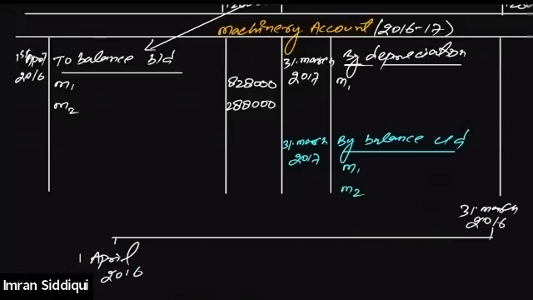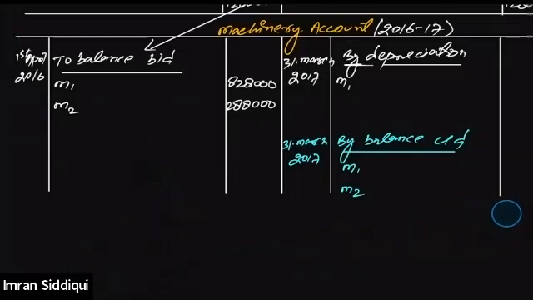Because machine 1 is held for a period of 12 months. At the beginning of the year, machine 1 was valued at 8,28,000, and we held this machine for the entire year. That means on 8,28,000, we will have to calculate depreciation for the entire year. So depreciation on machine 1 will be how much? Anyone? Please tell me.